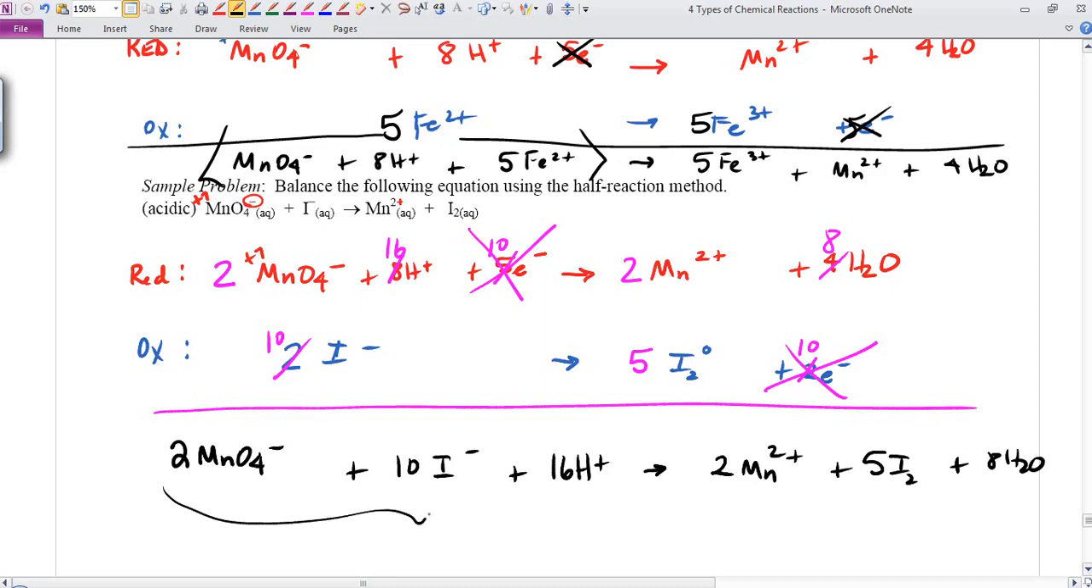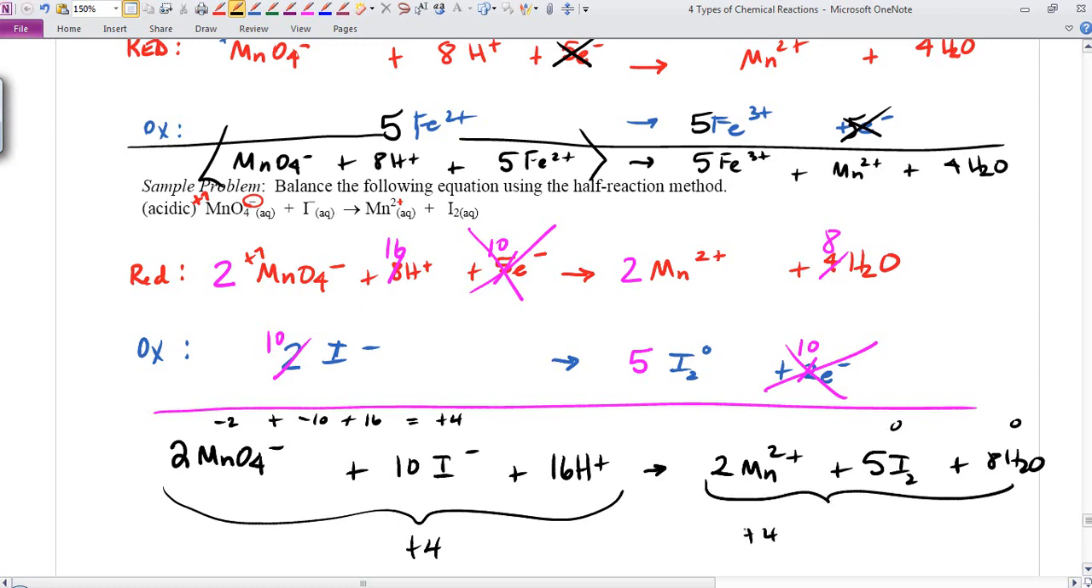What is the total charge over here? 2 negative 1's is negative 2. Negative 10 for the 10 iodides plus 16 positives for the 16 H pluses. What does that add up to? Isn't that plus 4? Plus 4 on the left. And over here, oh, easy. 0, 0. They're not ions. 2 times a plus 2 is plus 4. So all I had going on over here was a plus 4, and check.